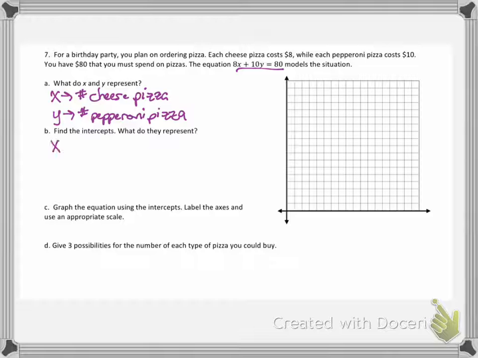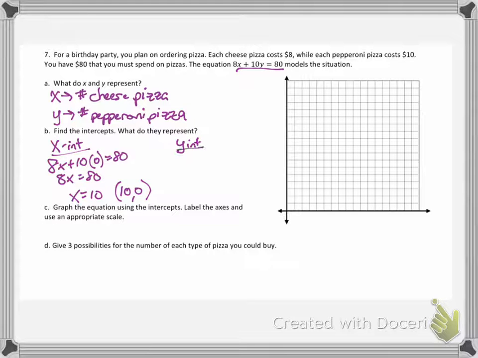So we'll find our intercepts, just like we did before. For our x-intercept, we'll plug in 0 for y. Our x-intercept is 10, 10 comma 0, which means that would be 10 cheese pizzas without buying a single pepperoni. So that'd be my max there. My y-intercept, again, plug in 0 for x. My y-intercept would be 8, so the point 0, 8, meaning that's the maximum amount of pepperoni pizzas I can buy without buying a single cheese.